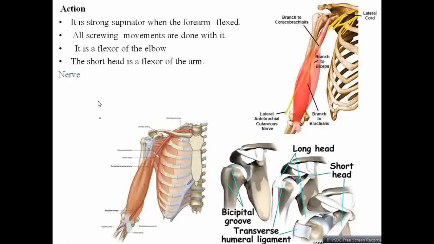The nerve here is musculocutaneous nerve. Musculocutaneous nerve again supplies the biceps brachii. Also you can see that the long head of biceps brachii is attached to the supraglenoid tubercle in this figure. The long head passes through the bicipital groove of the humerus. This one is the bicipital groove.